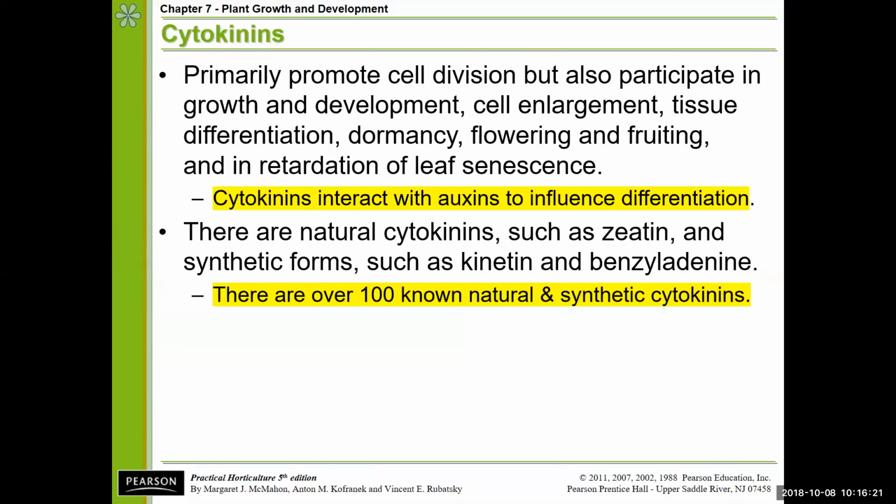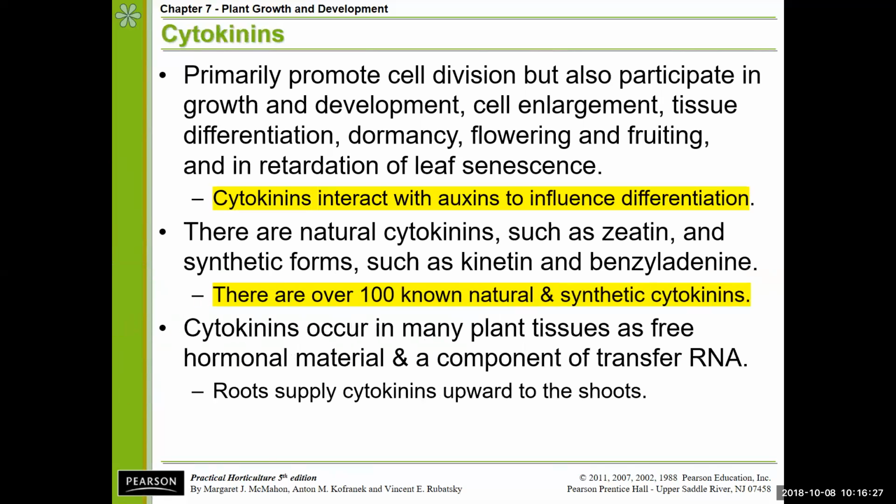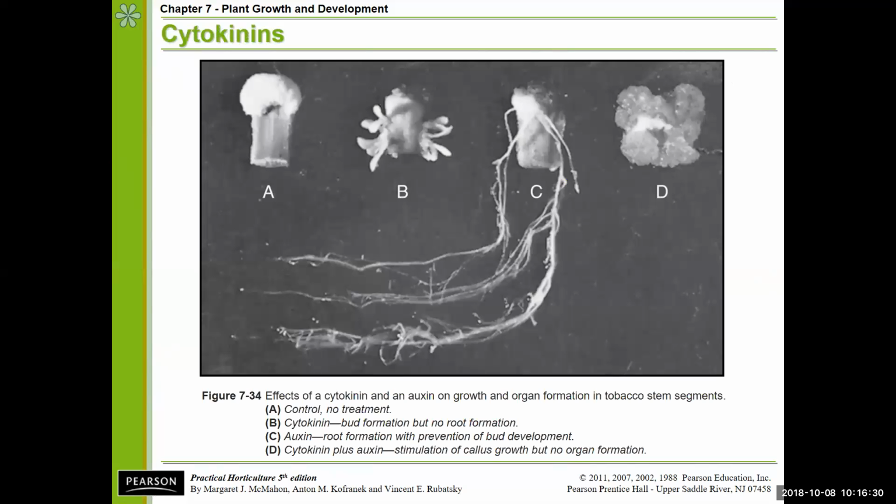And there are over 100 known natural and synthetic cytokinins out there. And here's just an example of both cytokinin and auxin treatment on the growth and formation in tobacco stem segments used for tissue culture, which is a plant propagation cloning technique where you can take basically even just one cell of the plant and create a new plant, as long as you can use the right ratio of cytokinins and auxins to differentiate the tissues to develop shoots and roots.